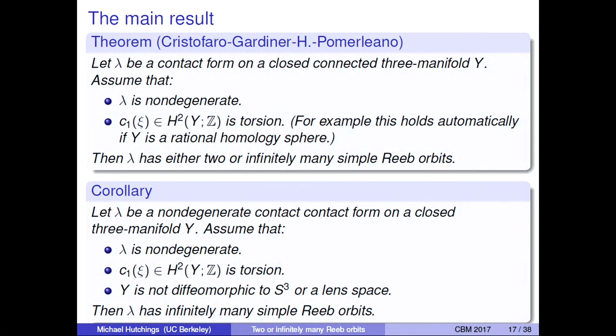And if you combine this with the result of Taubes on the previous slide, you get a corollary, which is that in most cases, actually, there are infinitely many. Because we showed that in the non-degenerate case, if it's not S^3 or a lens space, then there are at least three Reeb orbits, so then there have to be infinitely many. So if I have a three-manifold with a non-degenerate contact form, and the contact structure is torsion, and it's not S^3 or a lens space, then there are infinitely many Reeb orbits. That's the statement.